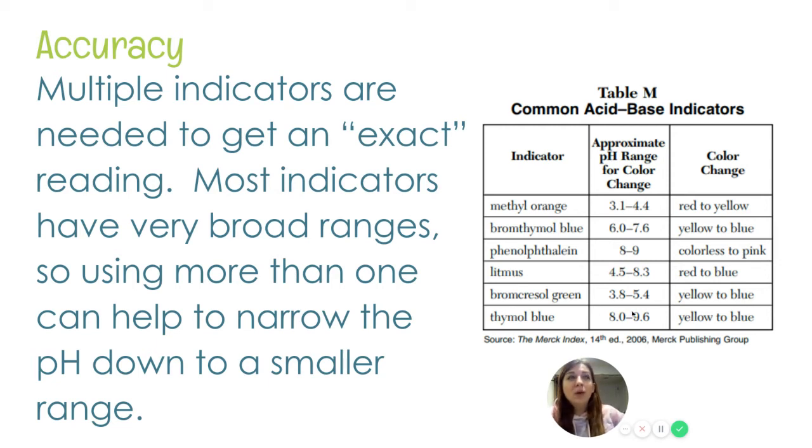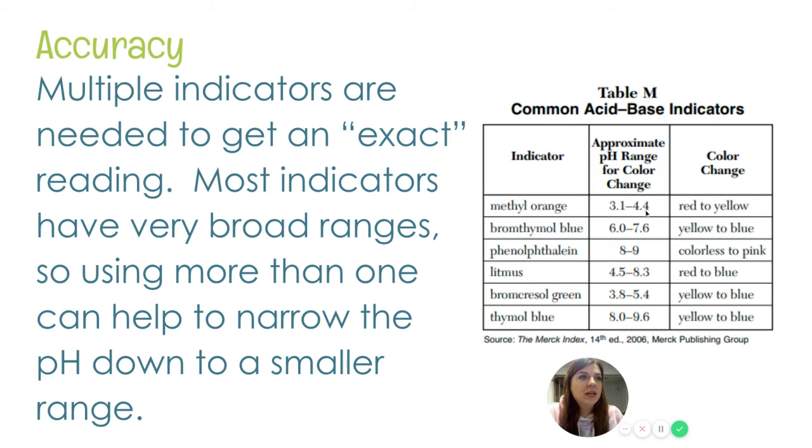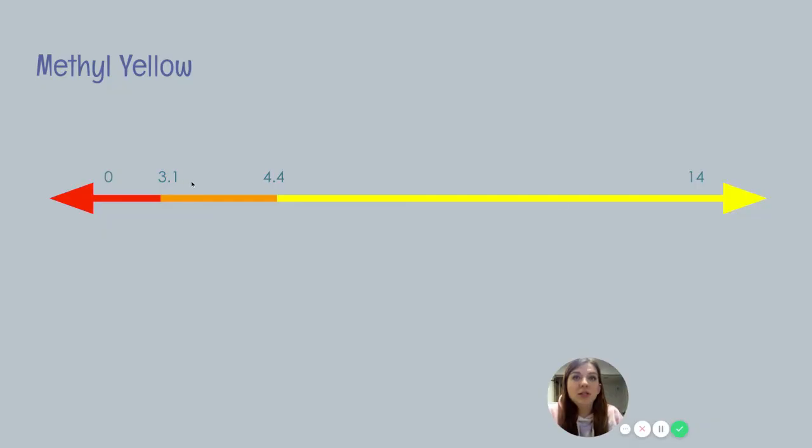So when we use indicators, we want to use more than one typically, because that's going to give us a better idea of where our pH is. So here's an example of methyl yellow. I've had to put it on a gray background so you can see the yellow here. If you look here, the approximate pH range for color changes on methyl orange, it's going to be red when the solution is 3.1 or lower, and it's going to be yellow if it's 4.4 or higher. So if you mix red and yellow paint, you would get orange. So that means it's orange in between that range.